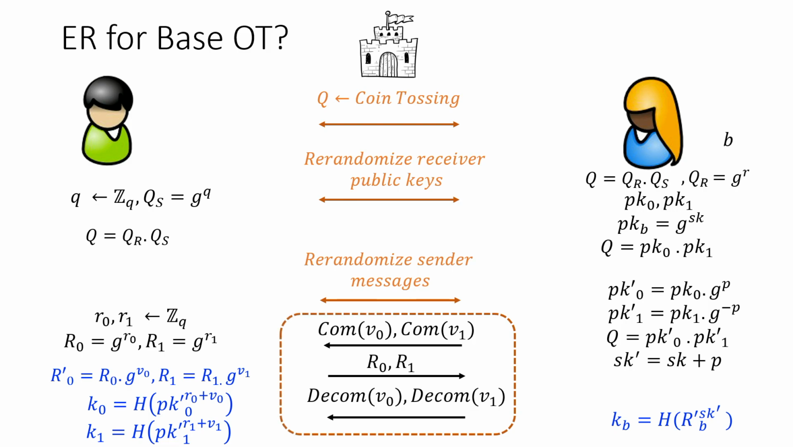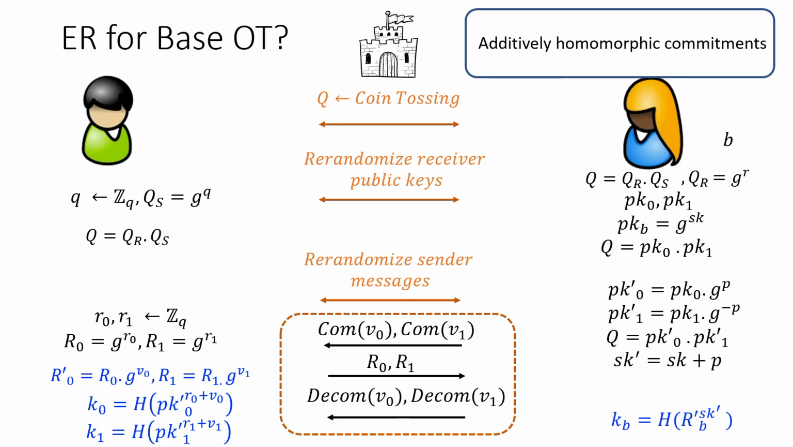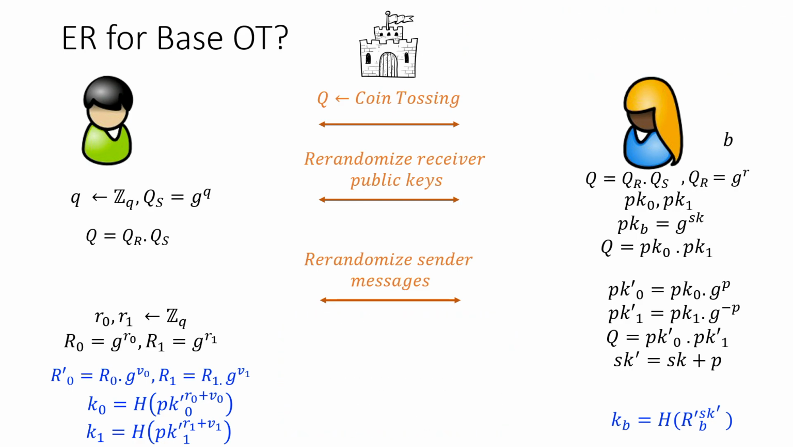So the three phases we have are: obtain Q via coin tossing, re-randomizing of the receiver public keys, and re-randomization of the sender messages. So if we use, again, homomorphic commitments here, the reverse firewall can maintain correctness while re-randomizing these messages.